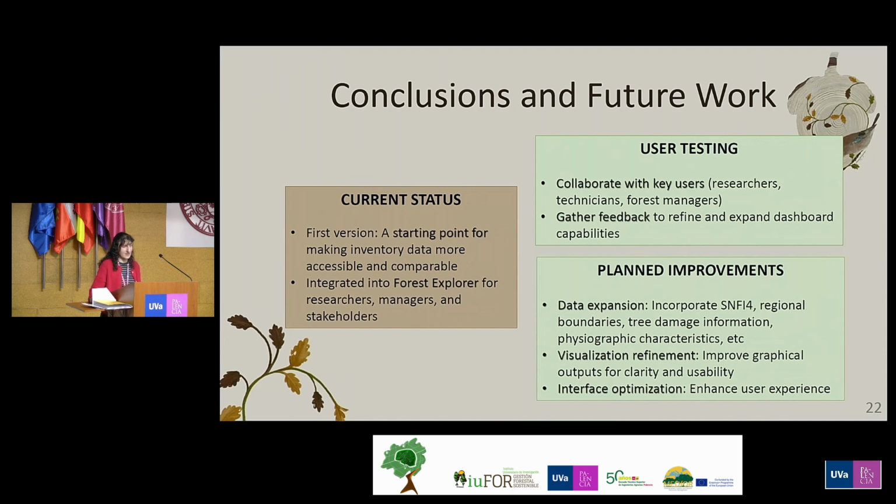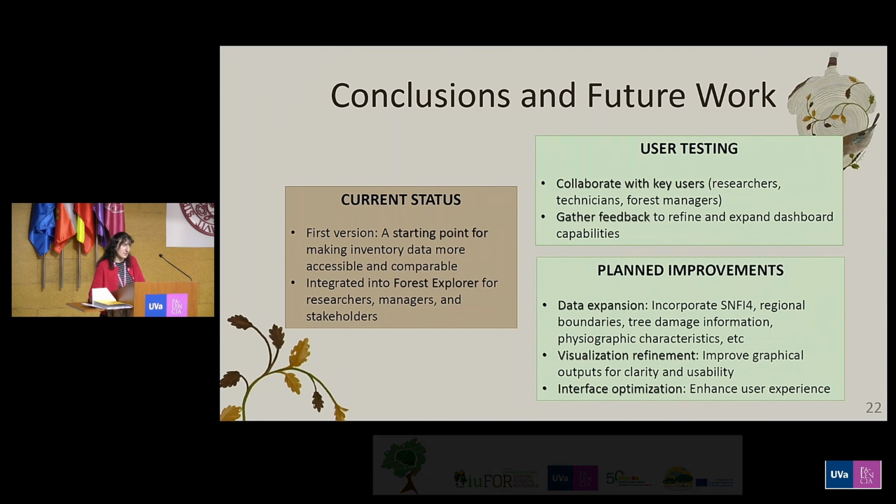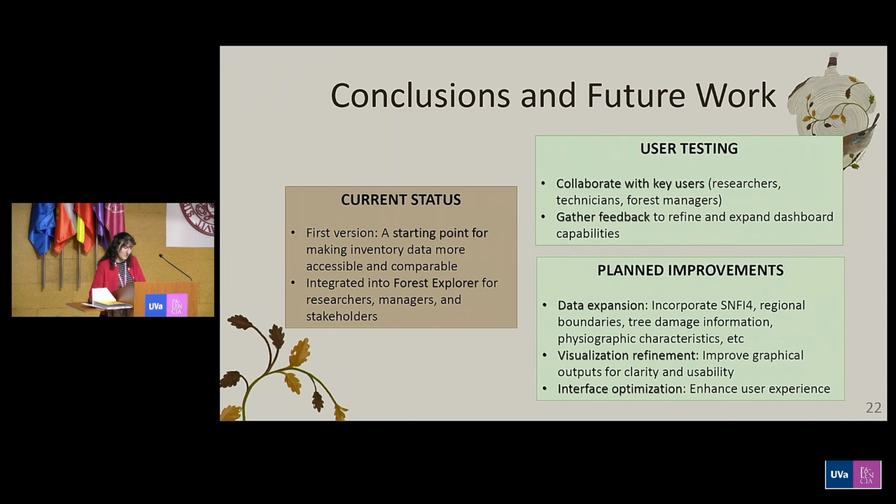And there is a lot of information in the inventory that is not in these dashboards that we want to integrate also, like physiographical information of the plots, the tree damage, or the tree quality, and also incorporate other data sets like the fourth edition of the inventory when it is finished, and other information like regional boundaries, like counties, and so on.